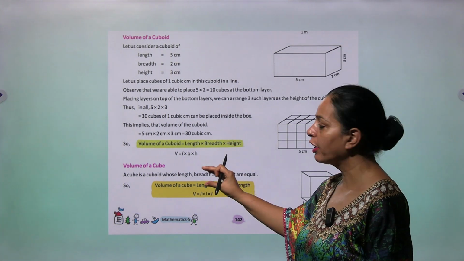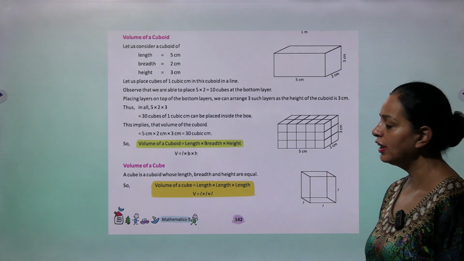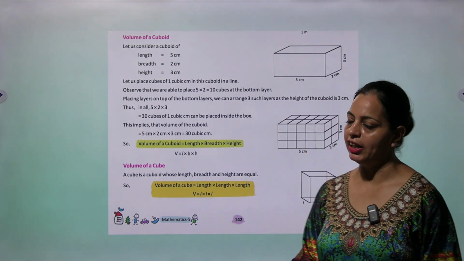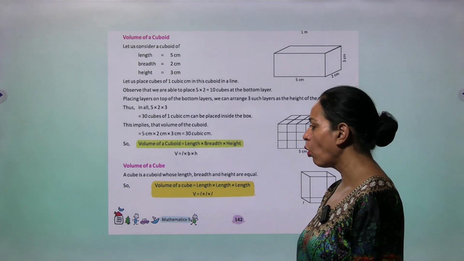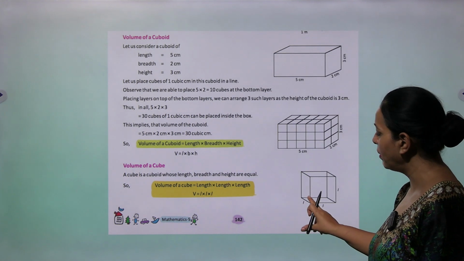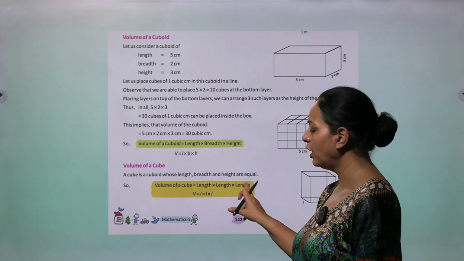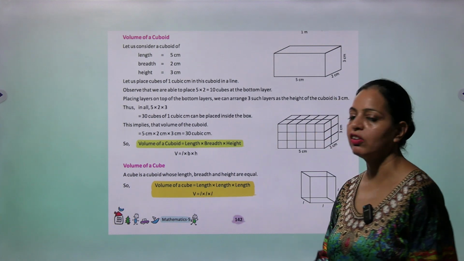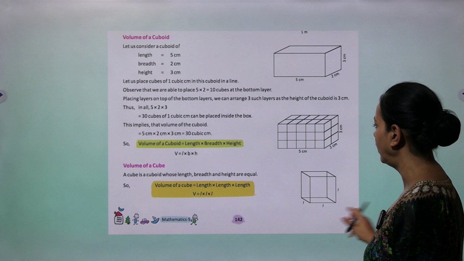और यहाँ से फॉर्मूला बन गया: volume of cuboid equals length into breadth into height, and you can write in symbol form V equals L into B into H. So similarly, volume of a cube is that of a cuboid whose length, breadth and height are equal. Same है, इसमें क्या होता है? L, B and H are same. So what is the volume of cube? L into B into H means length into length into length. So volume equals side cube, L into L into L.